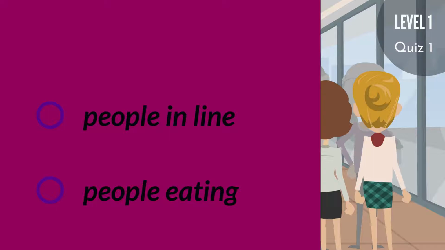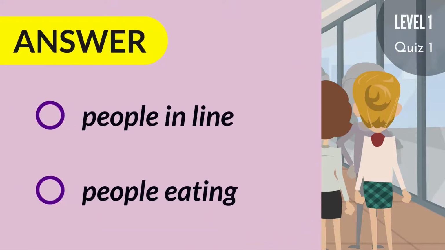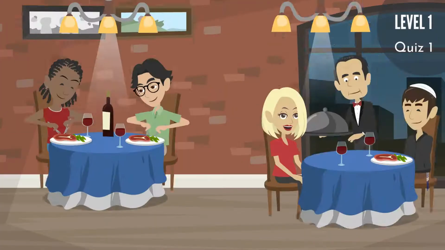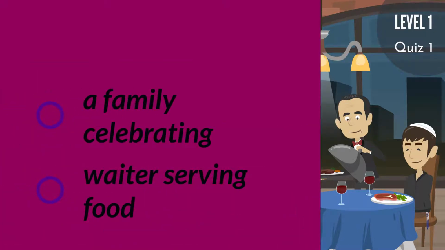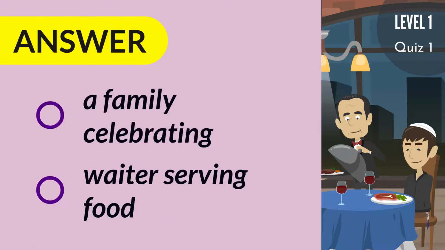Number 2. People in line, or people eating? The correct answer is people in line. Number 3. A family celebrating, or waiter serving food? The correct answer is waiter serving food.